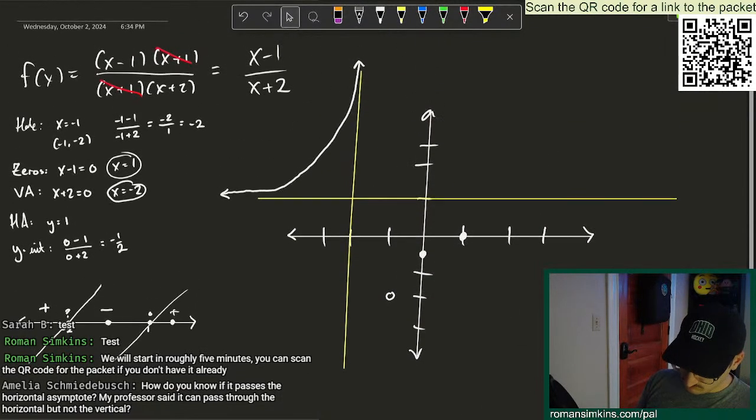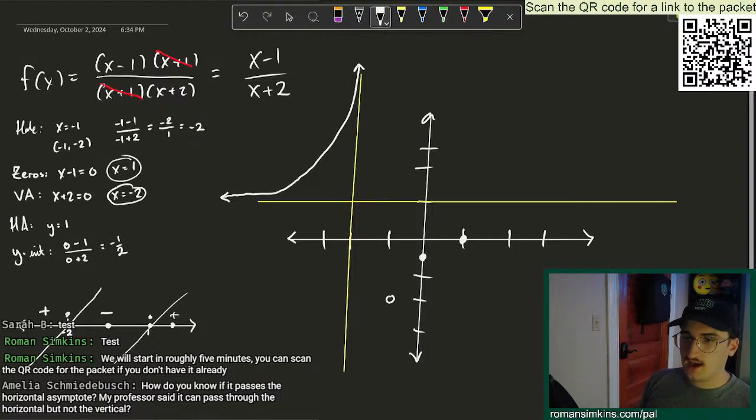Okay, so let's continue graphing this function. What we want to do next is look at the other intervals. So we have, just give me a moment.